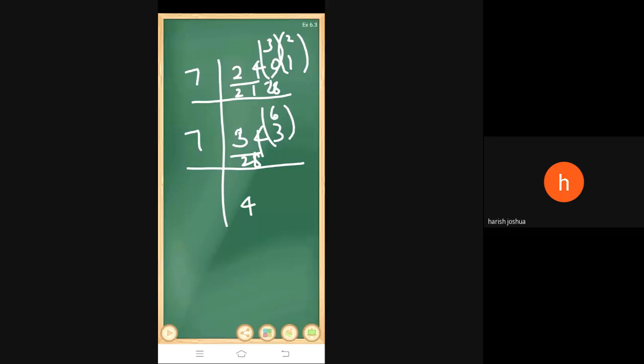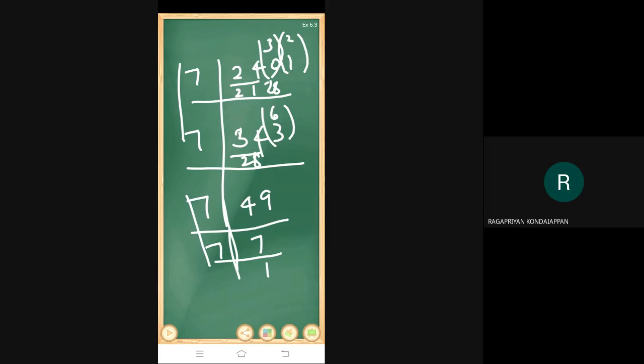6, 63 how many times? 9 times. Now again 9 sevens table. 47. So the square root of 2401 is 49.